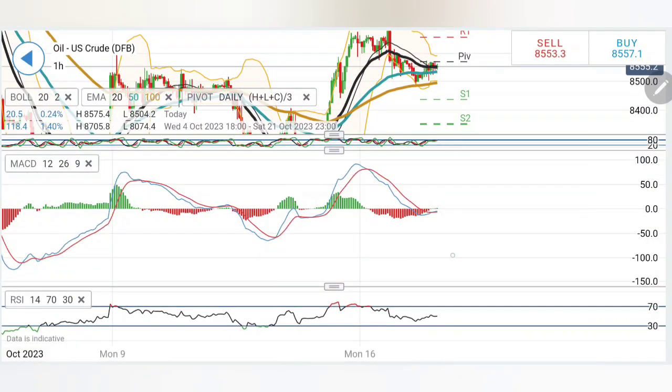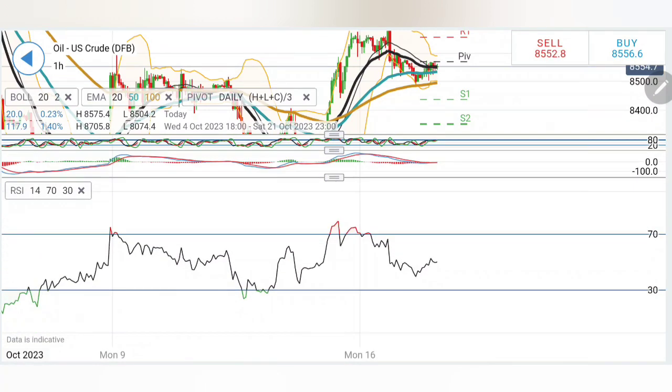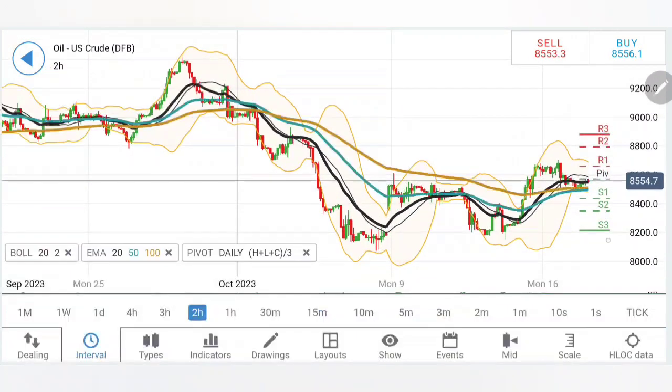Stochastic near to overbought, MACD crossing over here for buy. See, this wave is done, this wave is done, and if it continues to rise from here, more bullishness may prevail. RSI flat coming to 2.